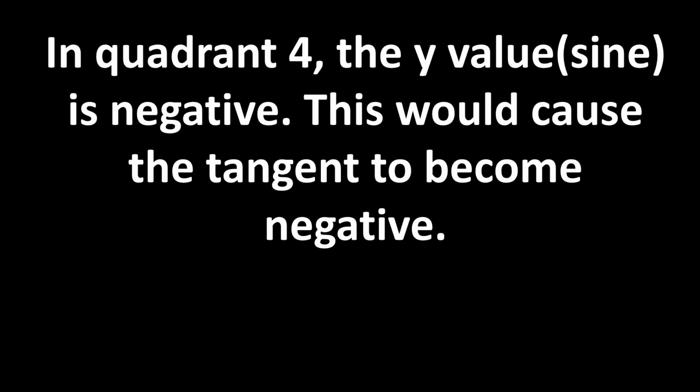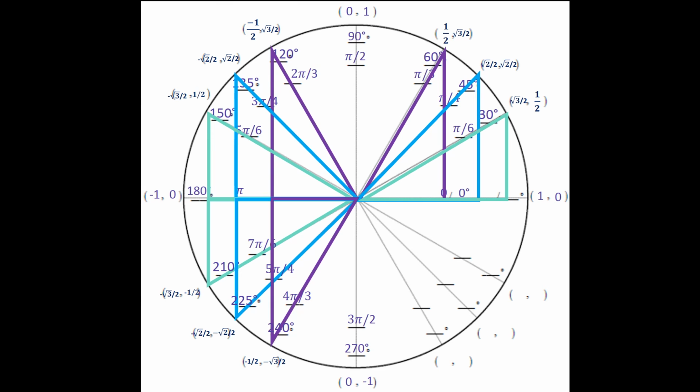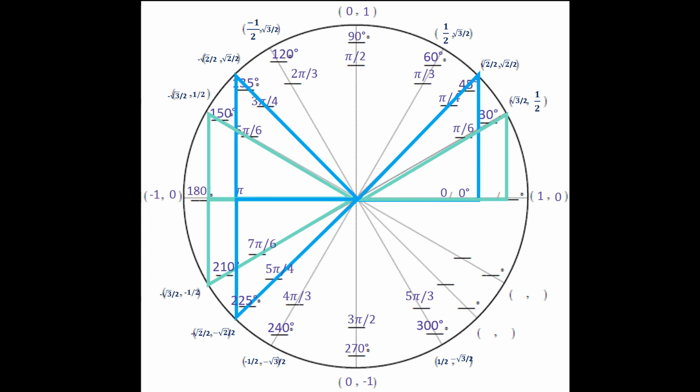In quadrant 4, the y value sign is negative. This will cause the tangent to become negative. You can copy the coordinates from the same triangle in the other 3 quadrants and make the x value positive and the y negative.